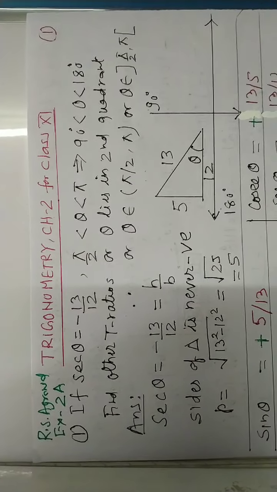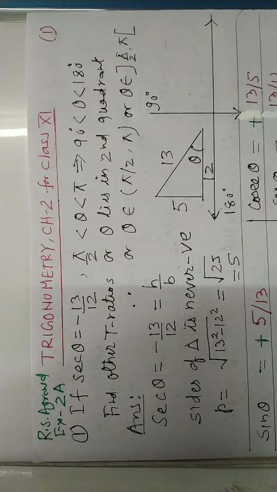If sec theta is equal to minus 13 by 12, pi by 2 is smaller than theta is smaller than pi, the meaning is 90 is smaller than theta is smaller than 180, or theta lies in second quadrant, or theta belongs to pi by 2 to pi. All are the same thing. Now just see sec theta, copy from here, minus 13 by 12. This is h by b.